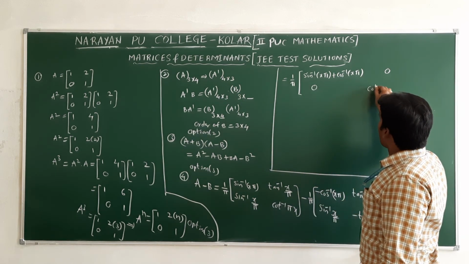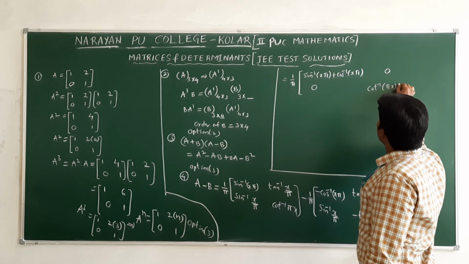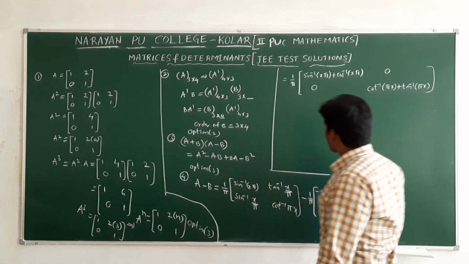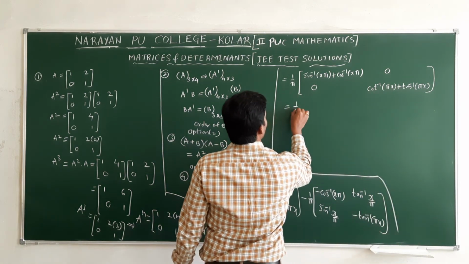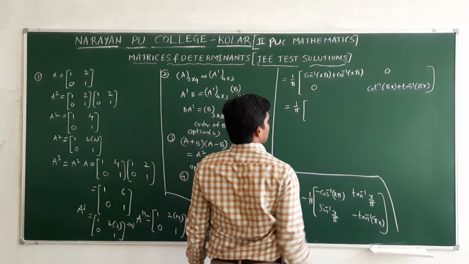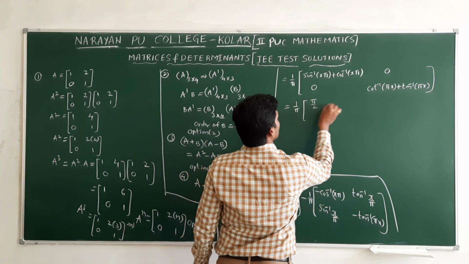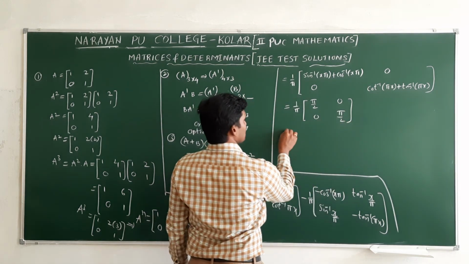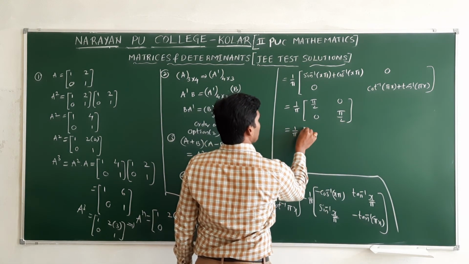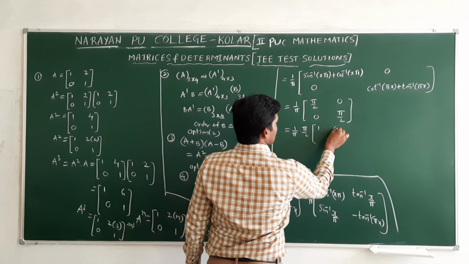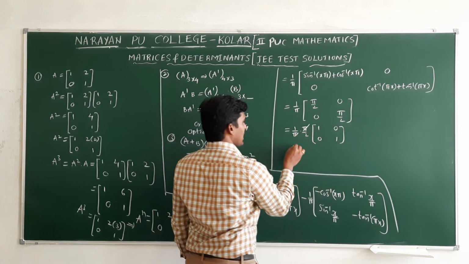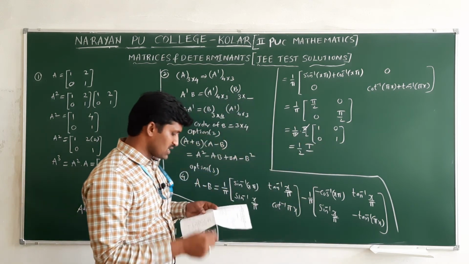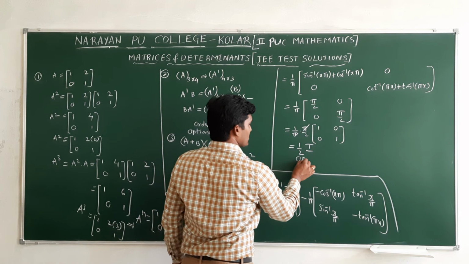Here cot inverse of pi x plus tan inverse of pi x. According to the inverse trigonometric property, sin inverse x plus cos inverse x is pi by 2, and this also is pi by 2. I will take pi by 2 common, so overall 1 by pi into pi by 2, what remains is 1 0 0 1. Here pi cancels, 1 by 2 into the identity matrix. The answer is 1 by 2 into I, that is option 4, the correct one.